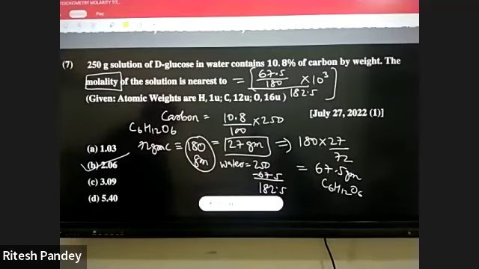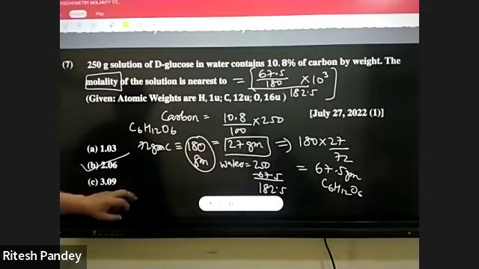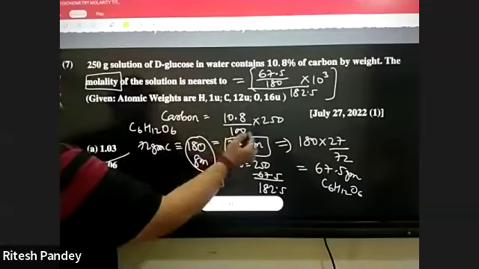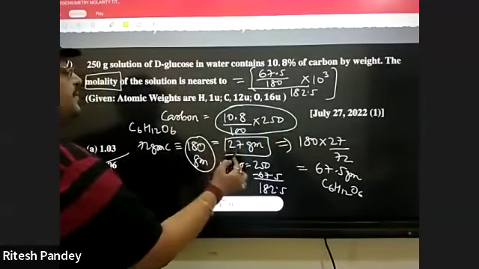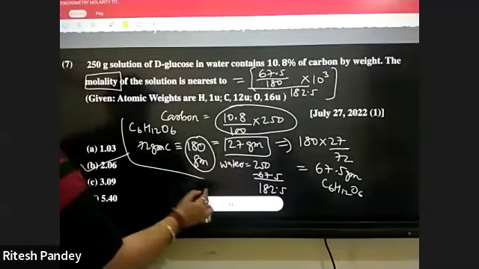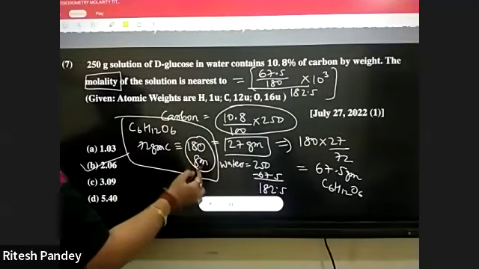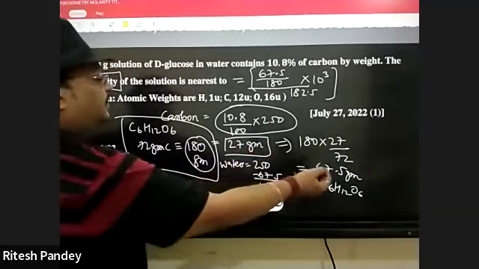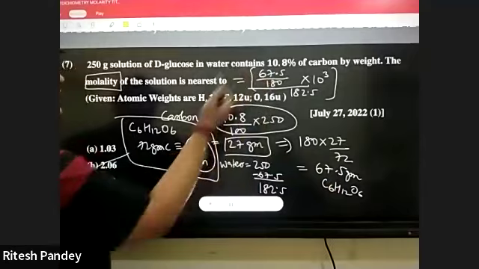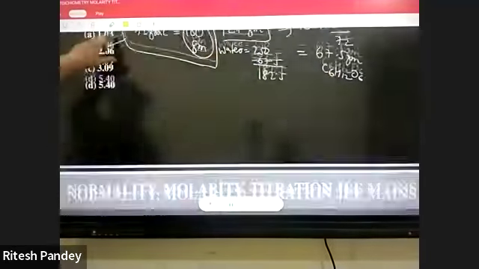But you know, question 8. Yes, I'm being understood. 2.06 is the right answer. I started with 10.8% of 250 grams. I got carbon at 27 grams. With the amount of carbon, I know the molecular formula of glucose. 72 grams means 180 grams of glucose. So I found out the number of grams of glucose. Corresponding difference would be that of water, and then the molarity by definition.